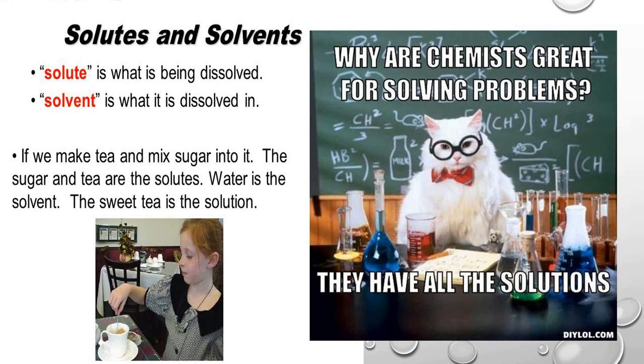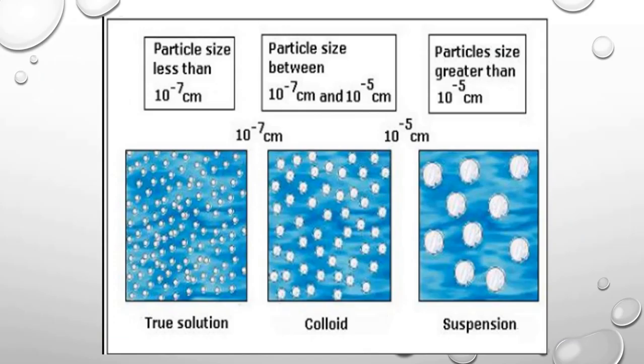Okay, if we're going to make tea and mix sugar in it, the sugar and the tea are solutes. The water is a solvent. So you can have more than one solute. And then, of course, sweet tea is a solution.